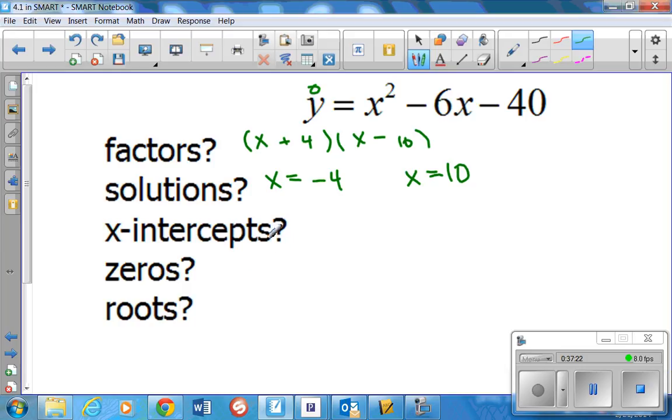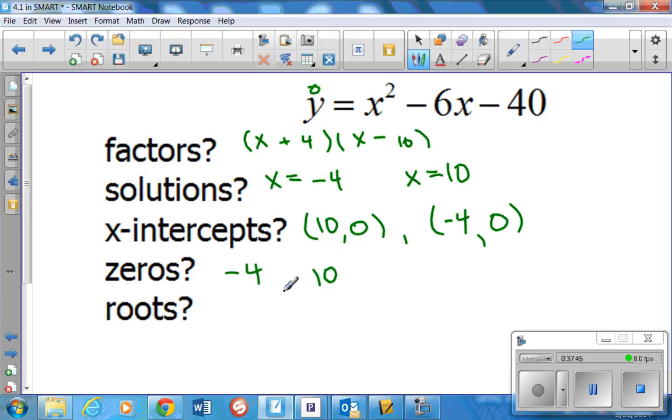Now, x-intercepts you write as ordered pairs. Turn it around though, it's x-intercept. There you go. Negative 4, 0, and 10, 0. I knew it, I read your mind. Zeros are going to be negative 4 and 10.